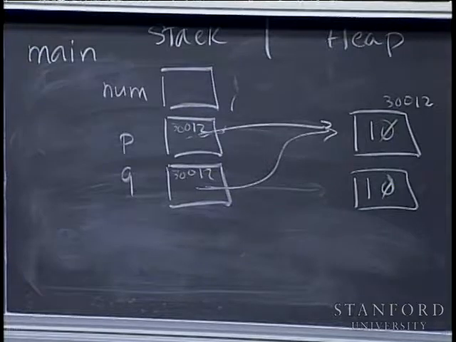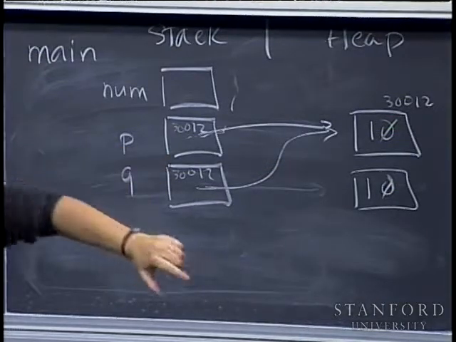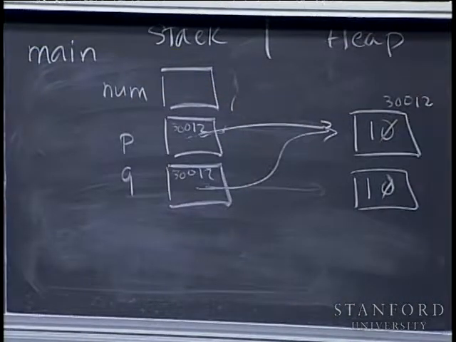And so changing star p, changing star q, actually both of them are sharing or aliasing. There's only one integer that now we have two different ways of getting to via these two different pointers.